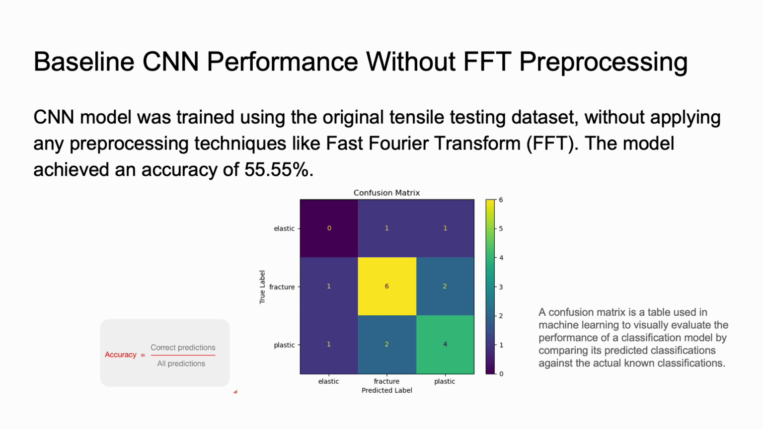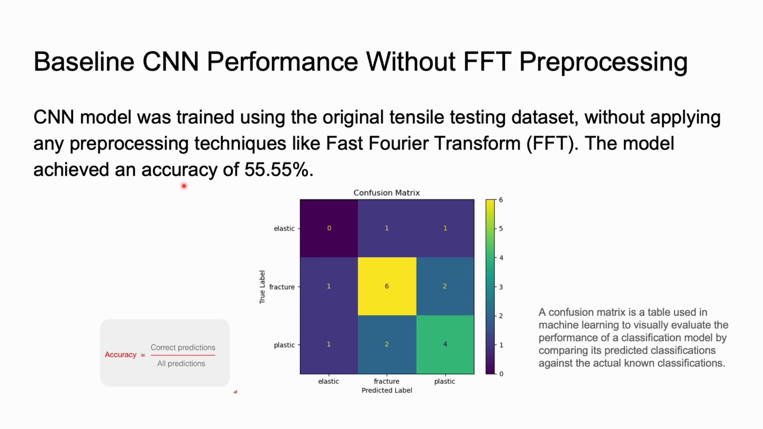Before we applied FFT pre-processing, a CNN model was trained using the original tensile testing dataset. The model struggled to learn from the noisy images, which resulted in a low accuracy of just 55.55%. This shows the challenges of training a CNN with noisy, low visibility images. The next step was to apply FFT pre-processing to see if we could improve the model's performance by enhancing the image quality.